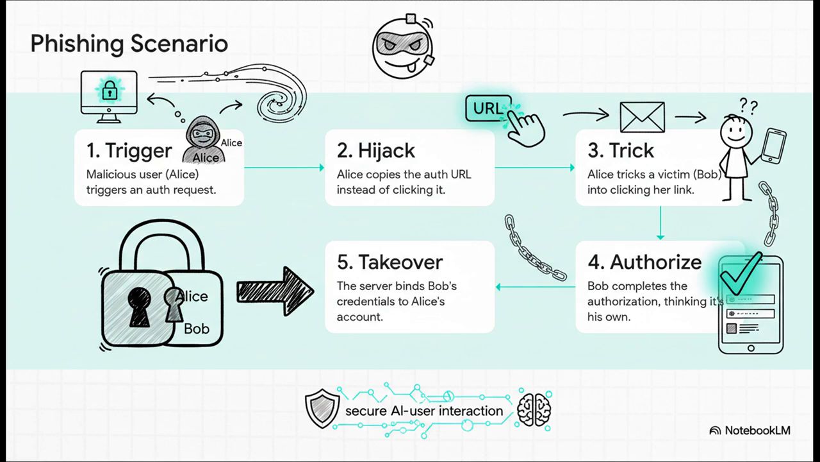So you've got your attacker, let's call her Alice. She starts an authorization request and gets back a unique URL. But instead of clicking it herself, she copies it and sends it over to her victim, Bob. Now Bob, being an unsuspecting user, clicks the link. He sees what looks like a totally legitimate login page for a service he actually uses, so he logs in and authorizes it. Here's the terrifying part. The server has no idea it's Bob. It thinks this authorization belongs to Alice's original request, so it happily binds Bob's credentials to Alice's account. And just like that, it's a full account takeover.